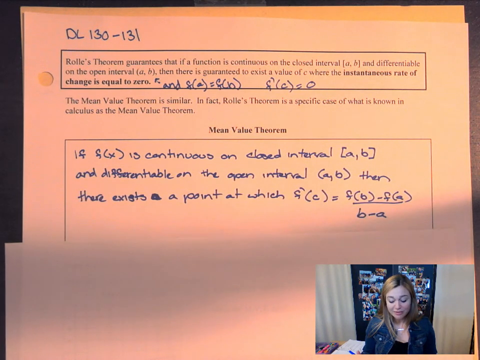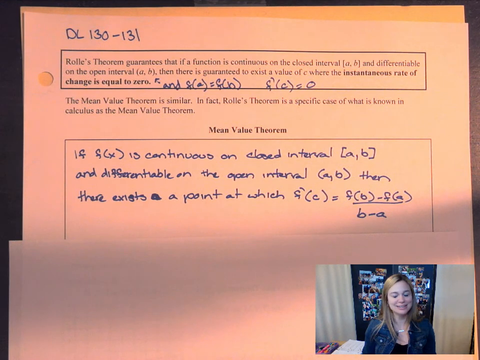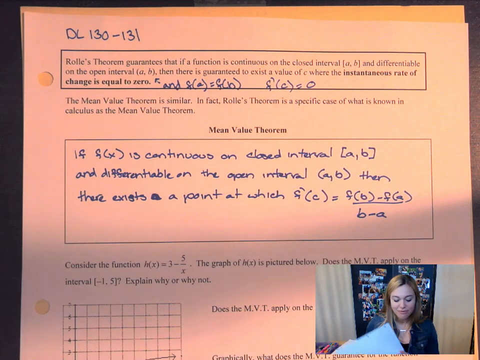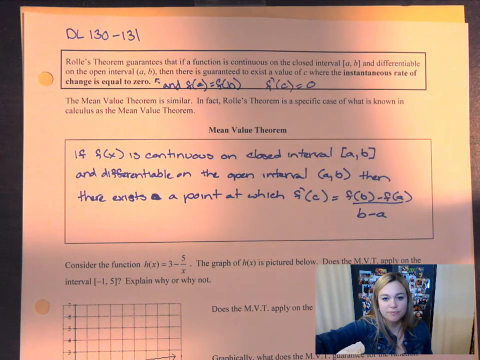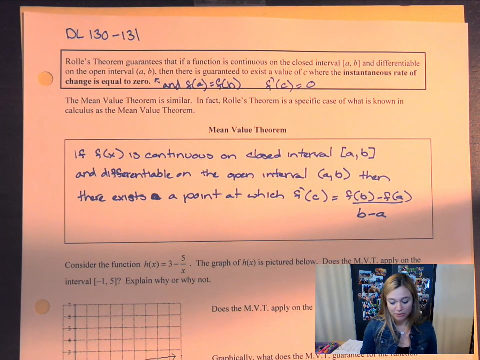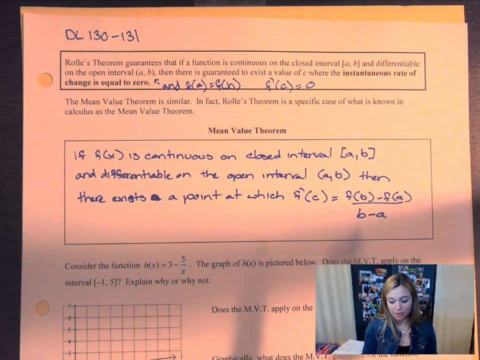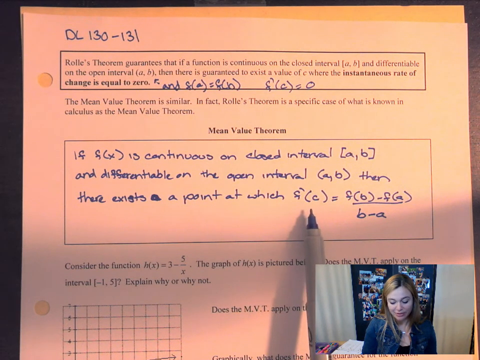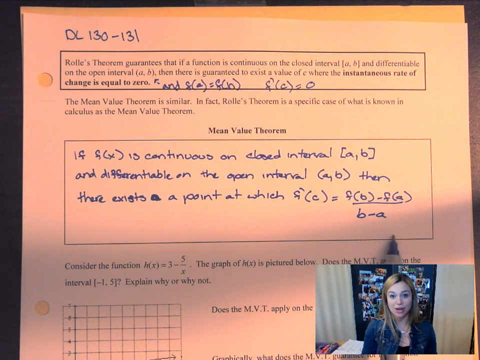So for mean value theorem, think about mean as in an average. In math class, mean doesn't always mean that somebody is mean and grumpy. Mean is the average, or average rate of change in calculus. So if f of x is continuous on a closed interval and differentiable on the open interval, then there exists a point in which f prime of c, the instantaneous rate of change at c, is equal to the average rate of change over that interval.